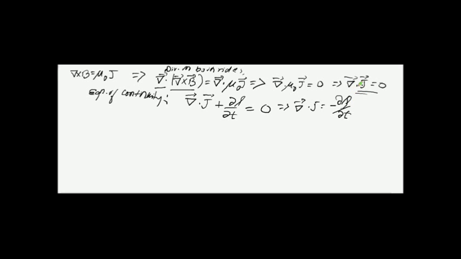That del bar dot J bar, if I take divergence of both sides, comes out to be 0. But actually del bar dot J bar cannot be 0. It's actually minus del rho by del T. So it should have some value. So obviously this result is wrong because this experiment is proved, right? So this is proved. So this is wrong.